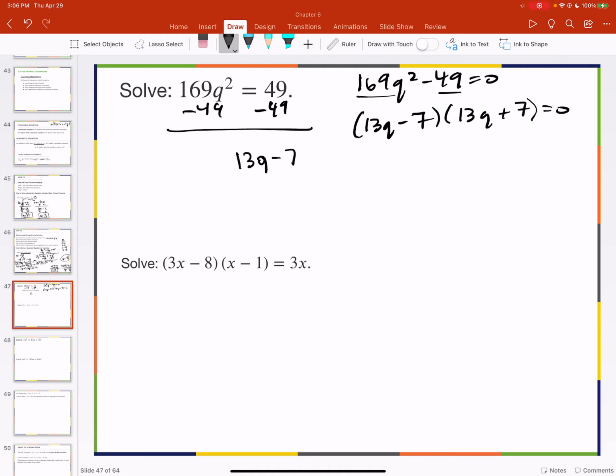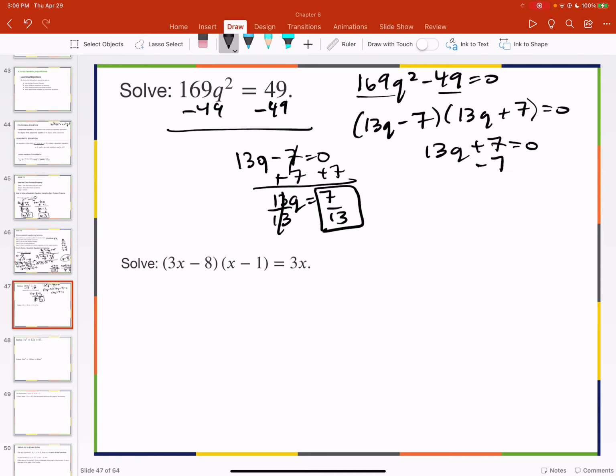13q minus 7 equal to 0. 13q plus 7 is equal to 0. And so go ahead and let's solve for q. So we add 7 to both sides here. We get 13q is equal to positive 7, divided by 13. And so one of the answers is 7 over 13. On the other side, subtract 7 from both sides because this is positive. 13q is equal to negative 7, divided by 13. And then the other solution is negative 7 over 13. So those are our two solutions for q.